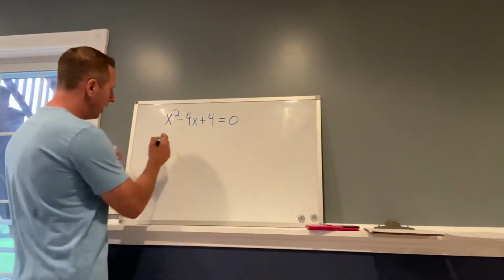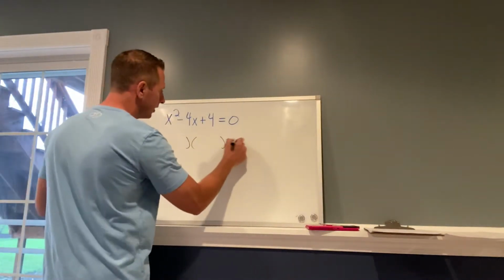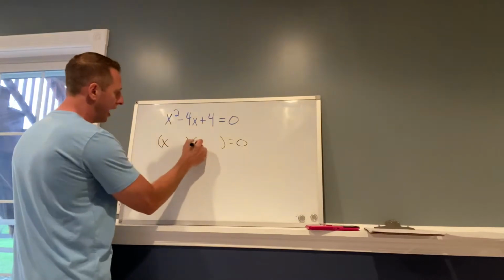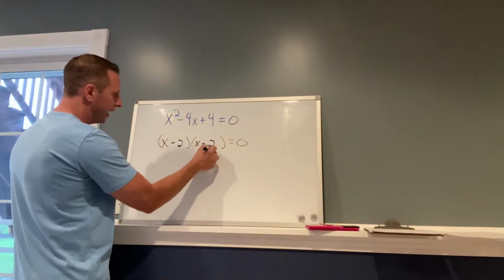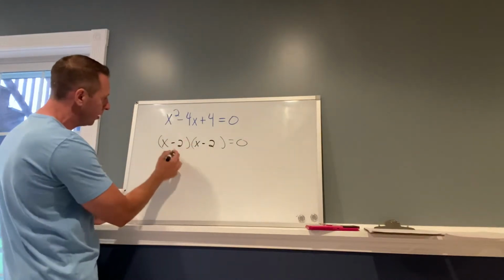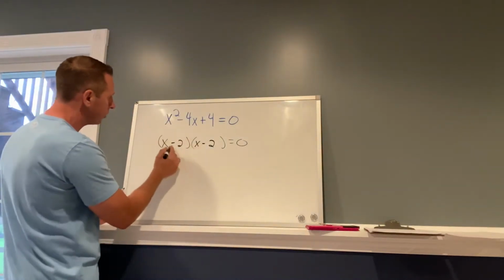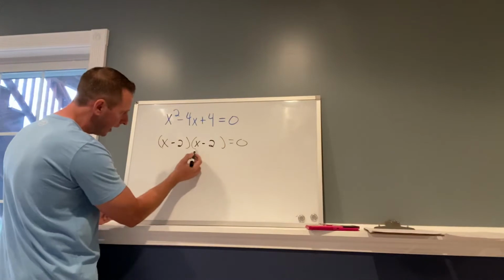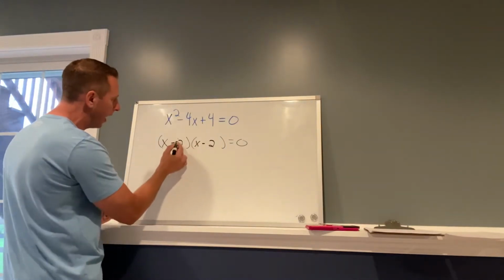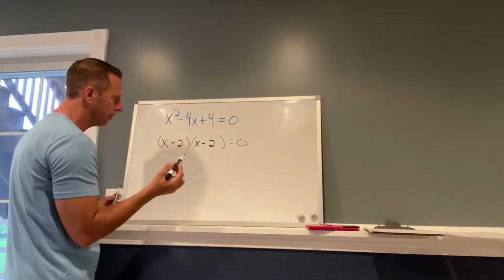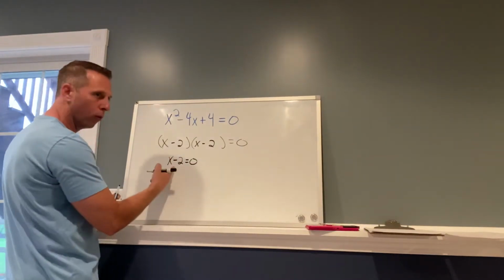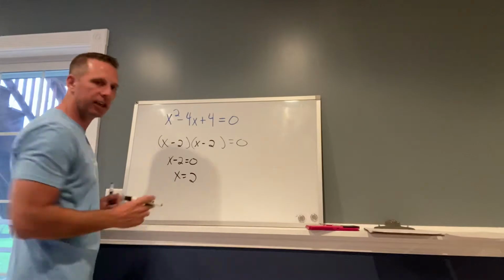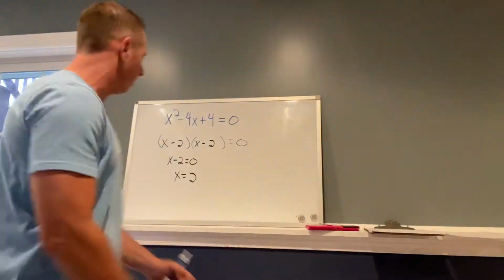In this problem, I would make my two parentheses, and I would go x, and I would need a -2 and a -2 so that when I distribute, I get x squared, -2x and -2x give me my -4x, -2 times -2 gives me my +4. Then I'd go x minus 2 equals 0. I would only write it once, and I'd get my answer x equals 2, factoring style.